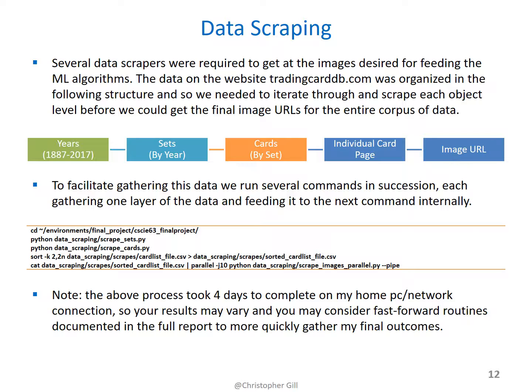The card information is organized on the tradingcarddb.com website in the following method. You have years, which have sets, and sets have cards, and each card has an individual page, and on that page are the image URLs that we're interested in downloading. To facilitate gathering this data, there are several Python scripts written which can automatically download and organize the data for you. I suggest running these early as they take several days to complete.